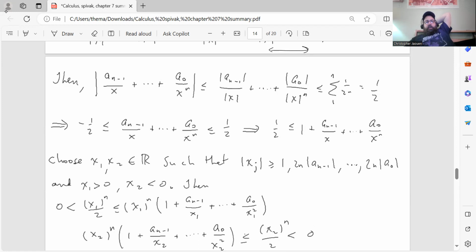And then just turning the absolute value inequality here into its equivalent compound inequality, that's the same thing as saying negative 1/2 is less than or equal to a n minus 1 over x plus dot dot dot plus a0 over x to the n, less than or equal to 1/2. And if you add 1 to all three sides of the inequality here, you get 1/2 is less than or equal to 1 plus a n minus 1 over x plus dot dot dot down to a0 over x to the n.